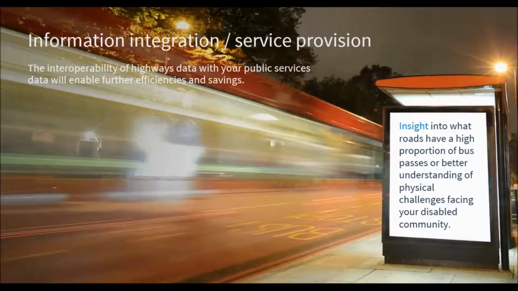From an information integration perspective, what we should be able to do is to integrate data sets such as highway data with other data coming from public services, such as how these services are used in a street, which people have bus passes, and what effect does that have on the utilization of these services? How can we make services available or better usable for physically challenged people, for instance?